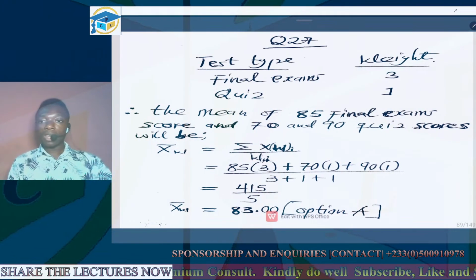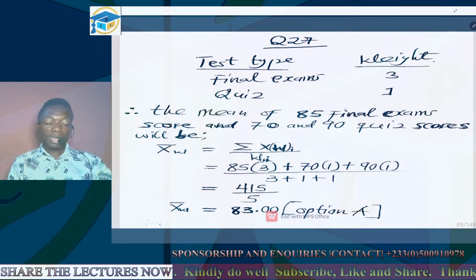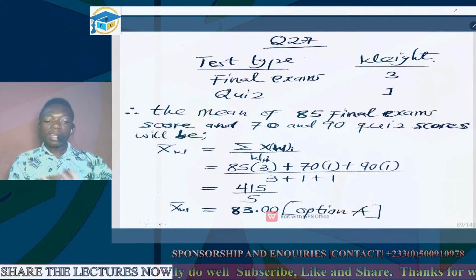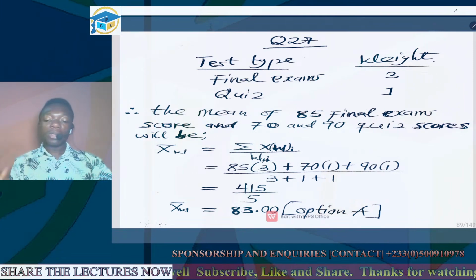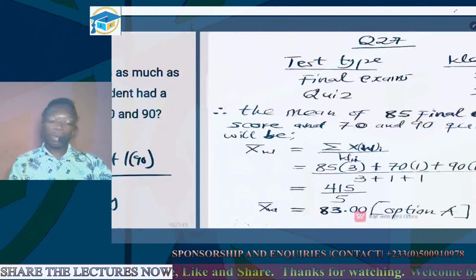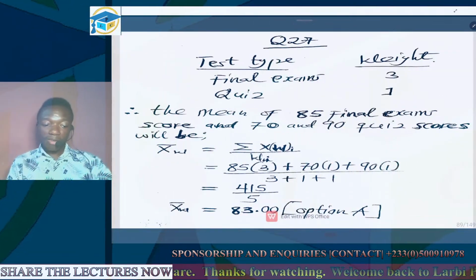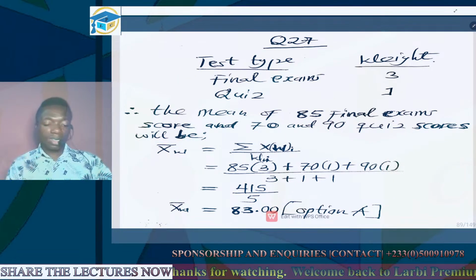This is a solution that I've made, a perfect way to explain what I said. The final exam carries a weight of 3, and any quiz score carries a weight of 1, and the quiz scores were 2, 17, and 9. That's why we're getting the total weight to be 5. I hope that is fine, right? So let's take note of that.